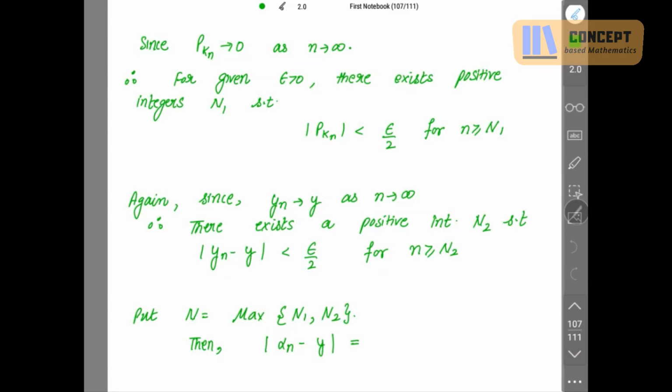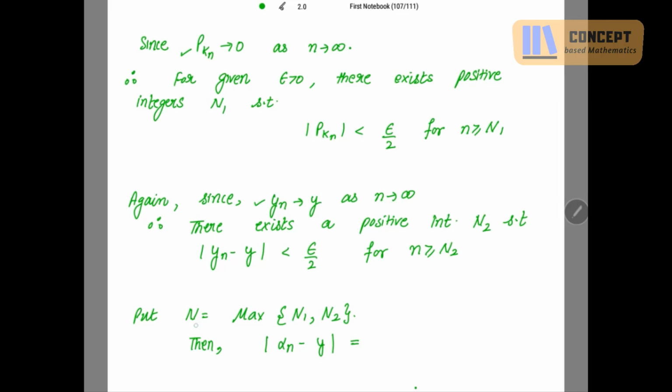Okay. See, pkn is tending to 0 as n tends to infinity. That means for given positive epsilon, there exists a positive integer n1 such that mod pkn is strictly less than epsilon by 2, for n greater than or equal to n1. Again, since we also have yn tending to y as n tends to infinity, there exists a positive integer n2 such that mod yn minus y is less than epsilon by 2 for n greater than or equal to n2. I collect this and this.